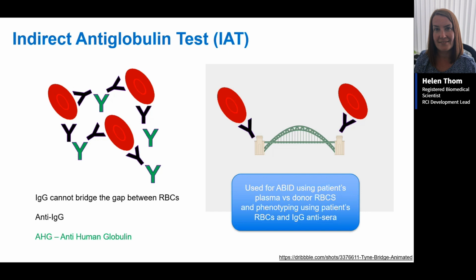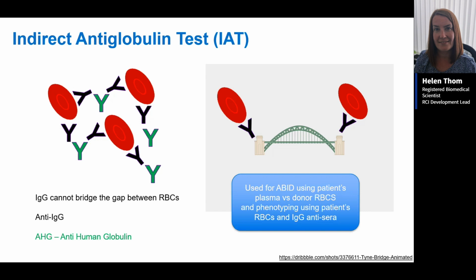This is the time bridge. So I have used this previously, but I do like this little animation. You just need something that's going to get those red cells together so that when you centrifuge your sample with your patient's plasma versus your donor red cells, you need something to cause agglutination so you can see when you've got a positive reaction.